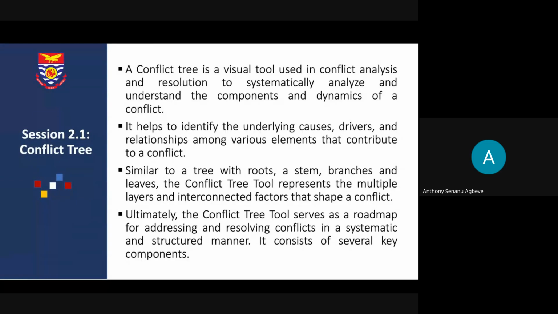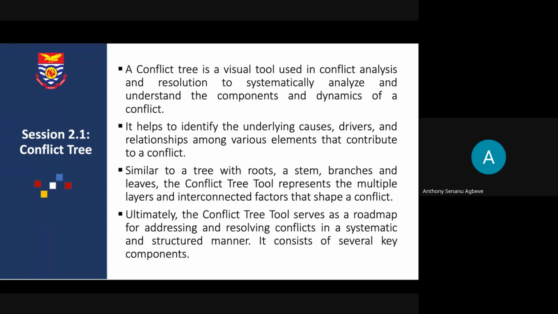So what are the root causes of that conflict, or what is the source of that conflict? What is driving that conflict, right? And then what are the effects of the conflict? So similar to a tree with roots, a stem, branches and leaves, the conflict tree too represents the multiple layers and interconnected factors that shape a conflict, right?